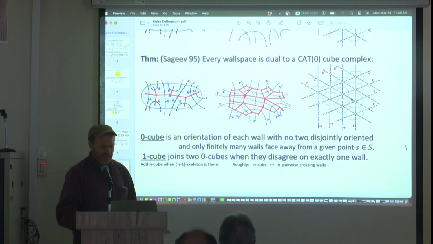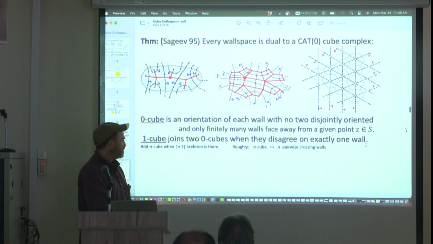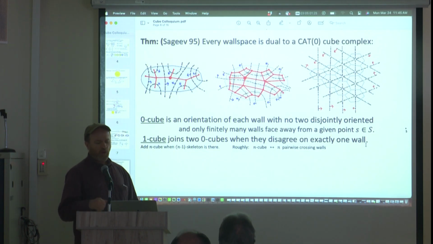Okay? And now, maybe there's one more fine point, is that you only allow finitely many walls. So let me say it like this. Pick a point, S, in your wall space, in your set of points in your wall space, and you require that all but finitely many walls are pointed towards it. Okay, so you're not allowed an infinite family of walls pointing away from the same place.